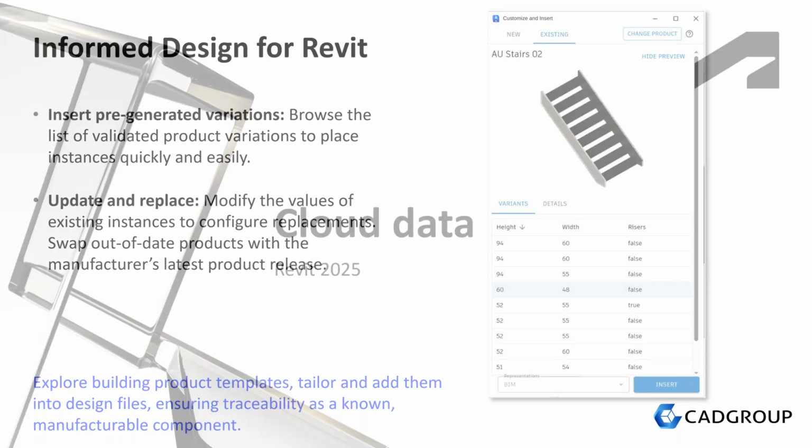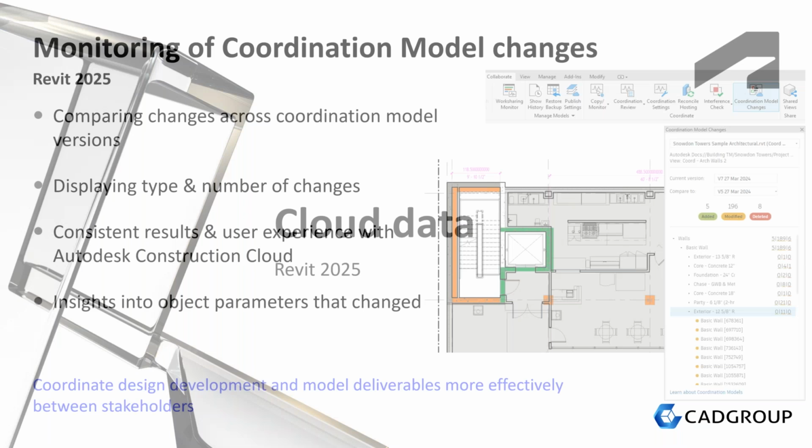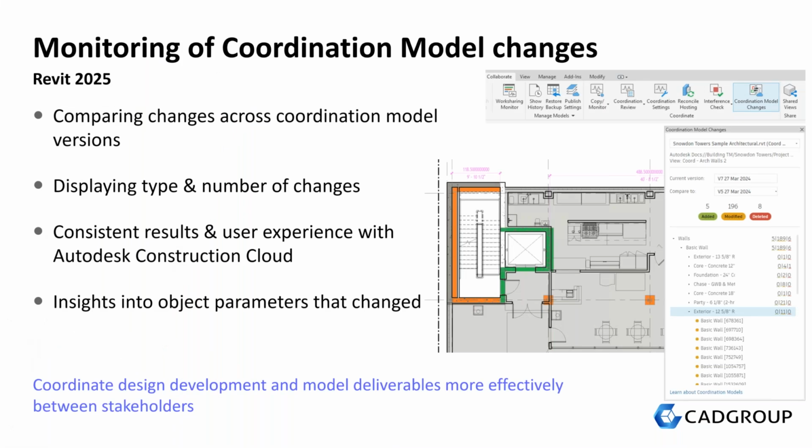So we'll now discuss cloud data in Revit 2025. Coordination out to the cloud automatically highlights any changes that have been made. So linking coordination models from Autodesk Docs that was released last year in Revit 2024 enabled a whole new coordination workflow for Revit users.